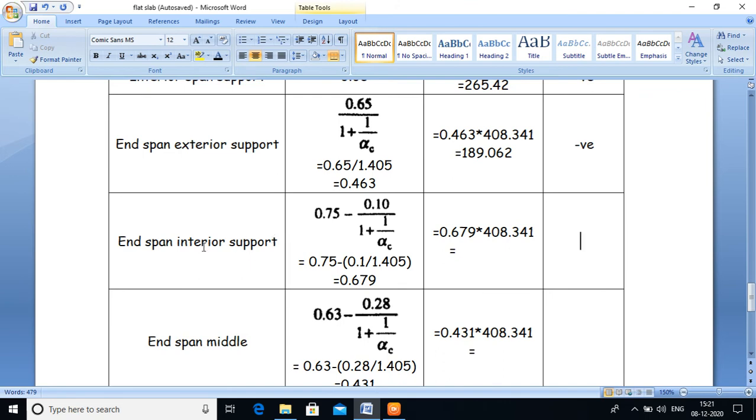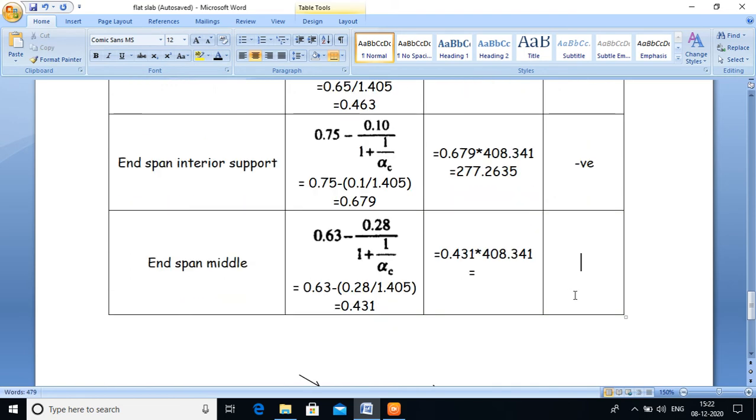Now the end span interior support, again the interior support moment we are going to calculate with the help of this expression. First the coefficient we calculate. So this is again taken directly from the IS code. So the coefficient value after calculation we get as 0.679, and when we multiply this coefficient with M0, we'll get the moment at the end span interior support as 277.2635, and as this is the support moment, the nature is negative.